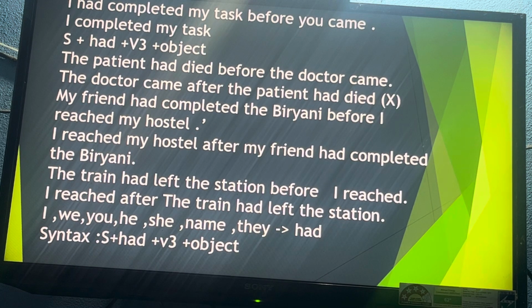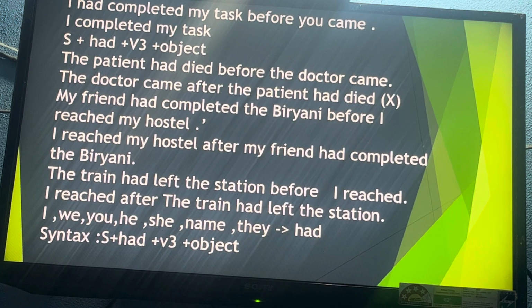What is the meaning? First let's try to understand. The doctor came after the patient had died. It means the doctor came after the patient's death. So the meaning of before and after, as we are using, is the same, but the only difference lies in the person who is speaking.